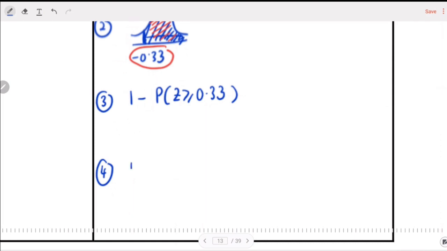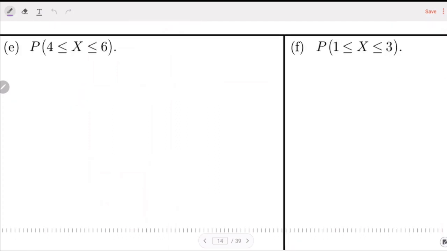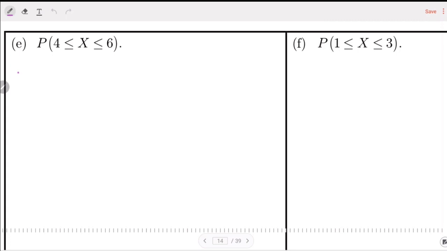And then take a look at the standard normal table for Z greater than equal to 0.33, which will give us the value of 0.3707. So finally, we're going to get 0.6293.